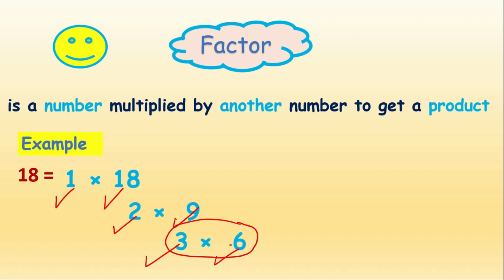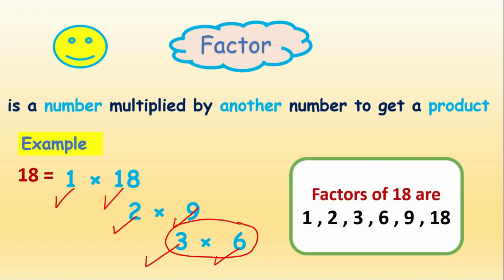Got it? So now you can tell me that all the factors of 18 are 1, 2, 3, 6, 9, and 18. All these factors. Got it? It's best to write them in ascending order. It's not a problem if you write them normally, 1, 18, 2, 9, 3, 6, but ascending order is better. Got it?